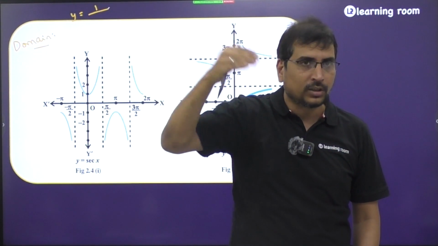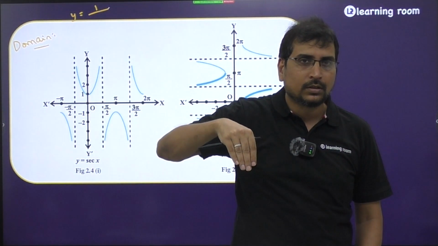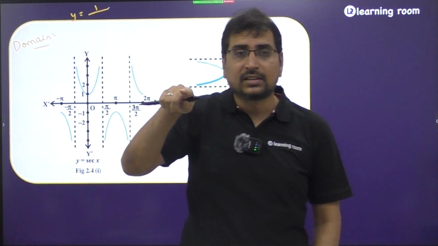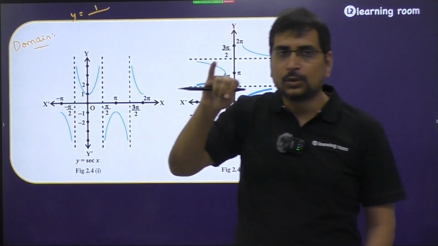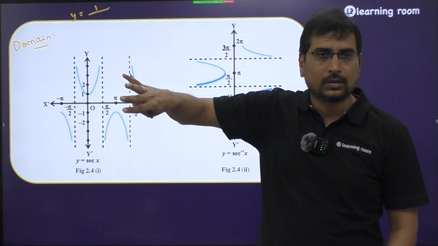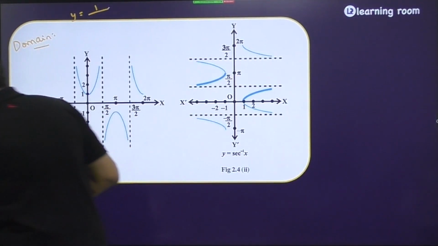Similarly, for cosecant x, what is there in the denominator? Cosecant x is 1 by sin x. So sin, where is it leading you to 0? 0, pi, 2 pi, like that. So eliminate all those from which set? The real number set.